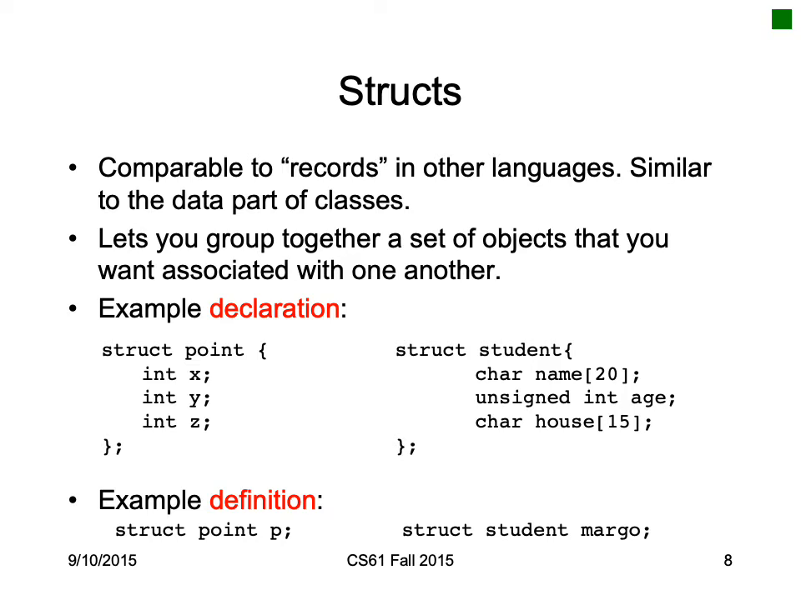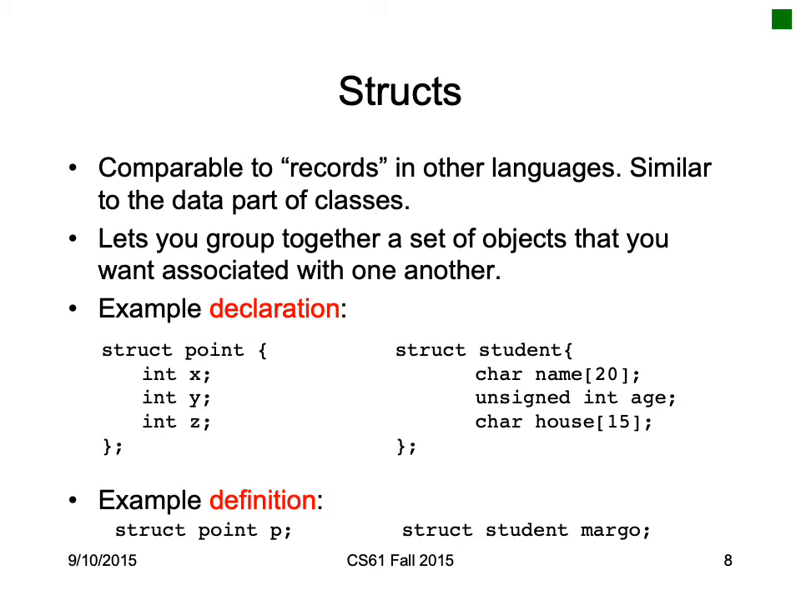Alternately, on the right-hand side, let's imagine I'm building a database of Harvard students. So I might want to know your name, and I'm going to allocate 20 characters for that. Perhaps I want your age, an unsigned integer, and then I want to know your house affiliation. So I have another character array. So both of these are declarations.